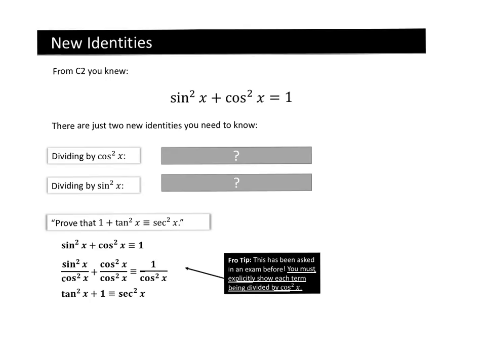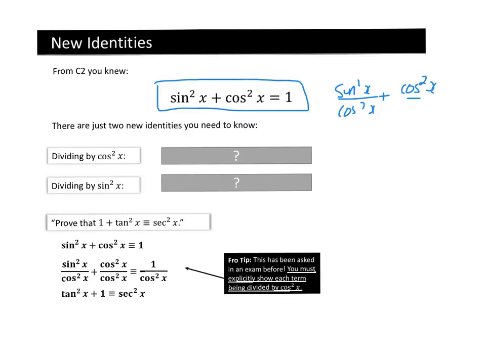So here, if we take our identity, we're always going to start with sine squared x plus cos squared x equals 1. So taking that, we're going to divide each term through by cos squared x. So that will give me sine squared x over cos squared x, plus cos squared x divided by cos squared x, and we know that equals 1, but we've got to divide that through by cos squared x as well.